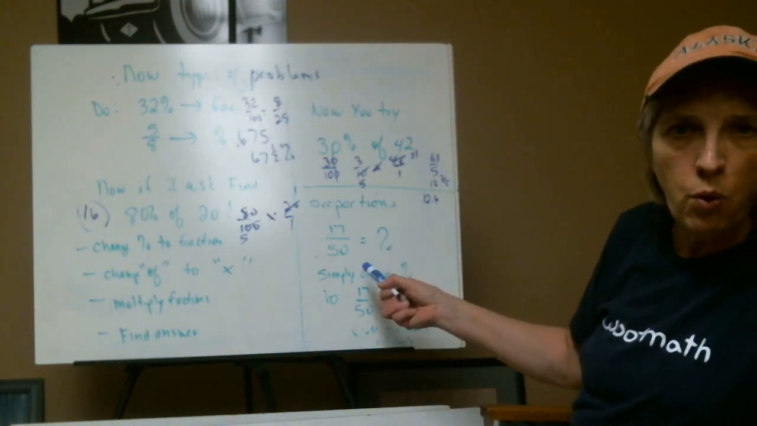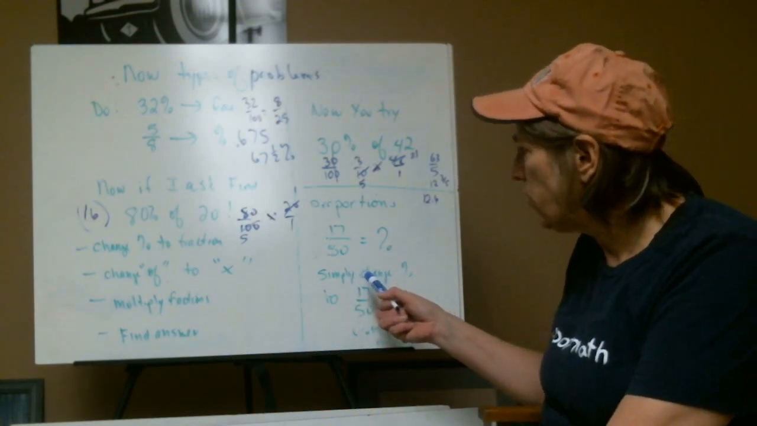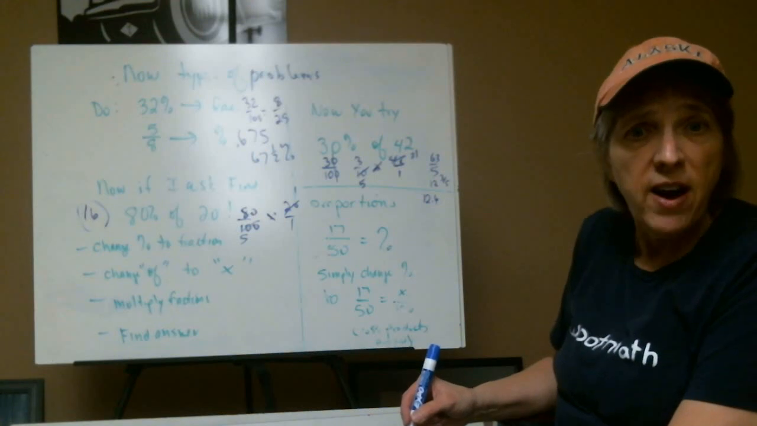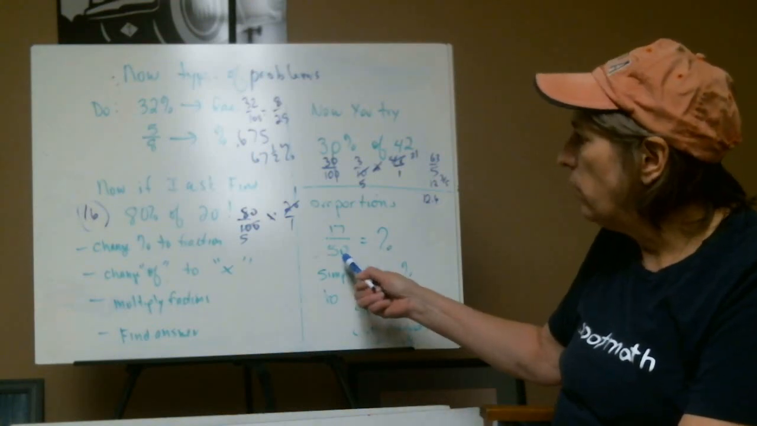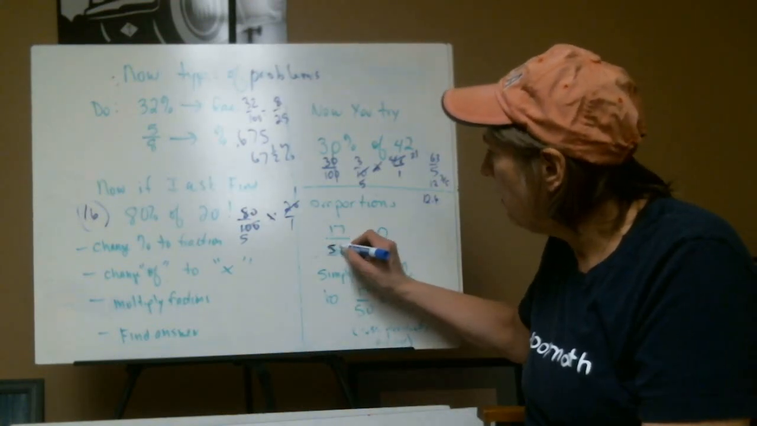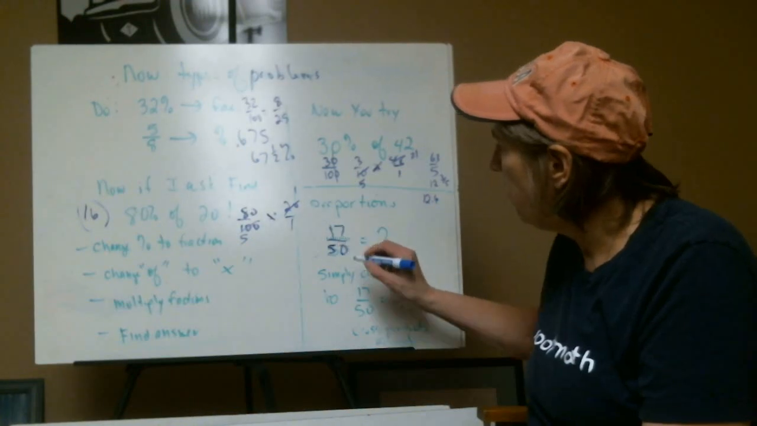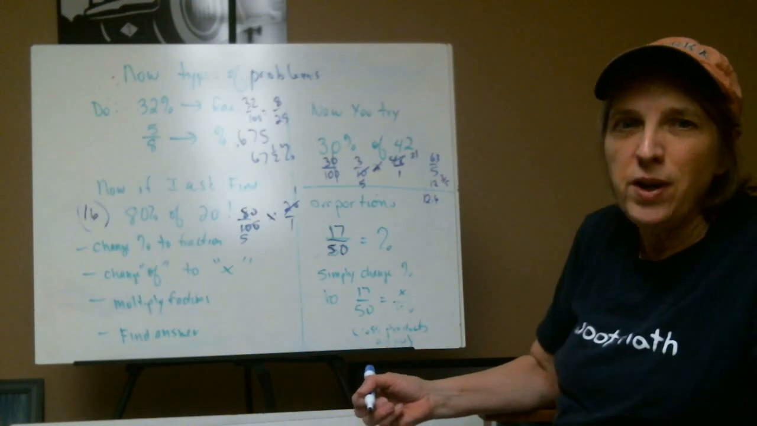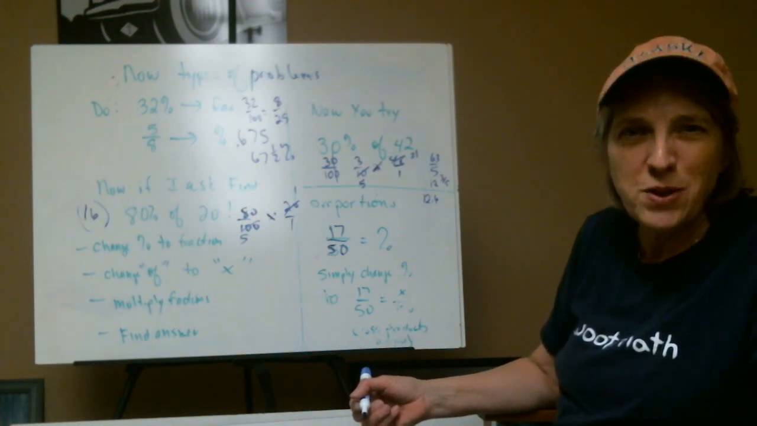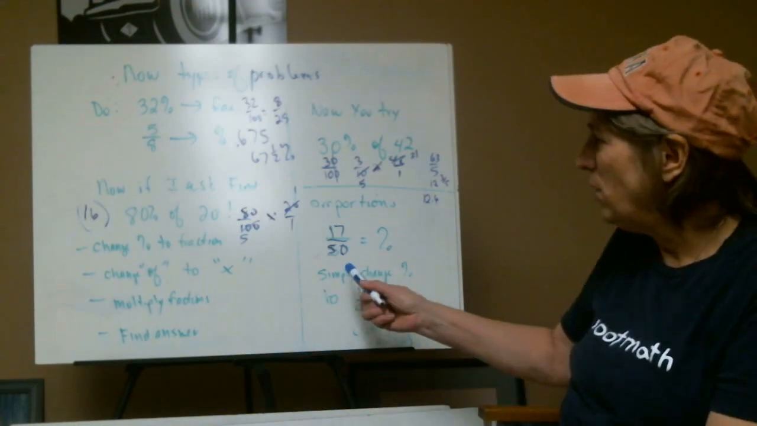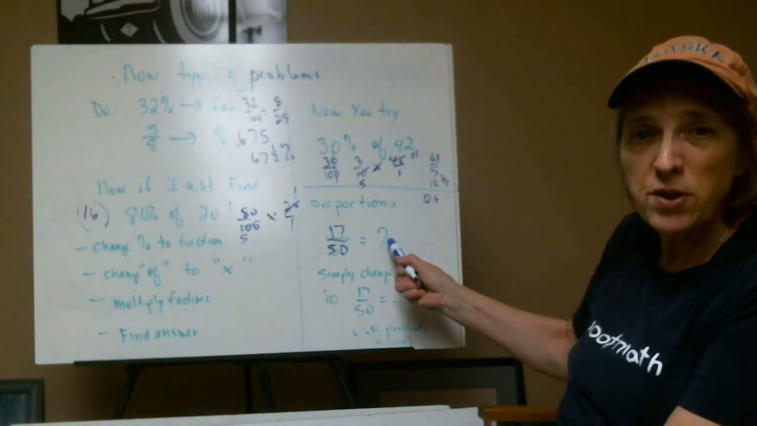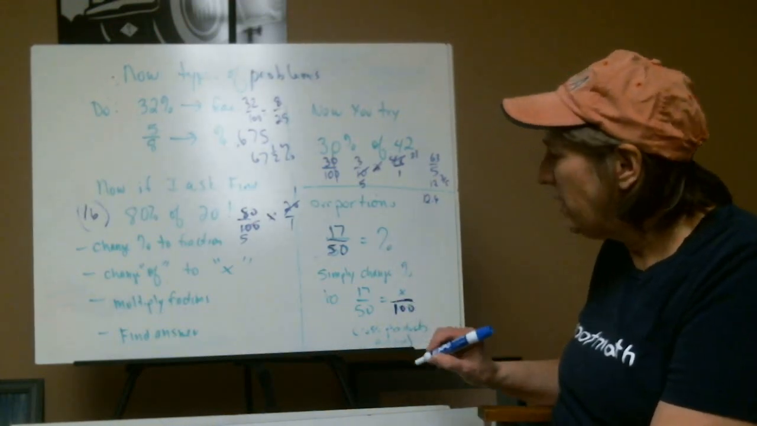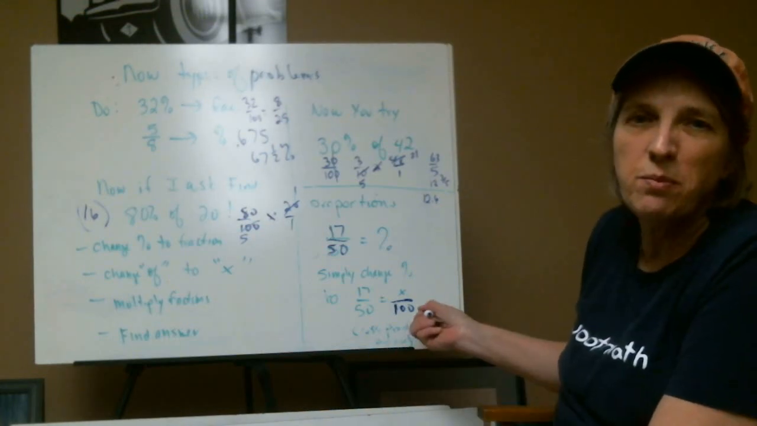Now we look at proportions. With proportions, in the book, it's going to say, use proportions to find the percent. So they'll give you something like 17 over 50, or 17/50 equals percent. Well, you need to know that all percents are written over 100. So what you're going to do is simply change the percent to x over 100. We've done that in proportions. We just didn't put 100 there.